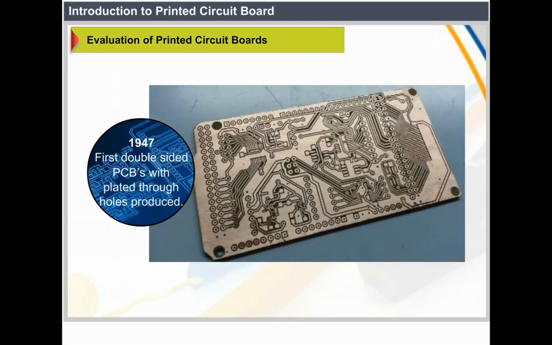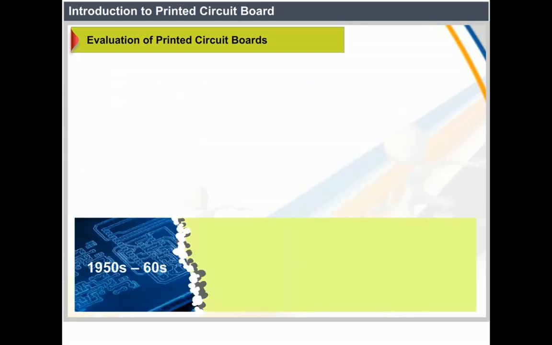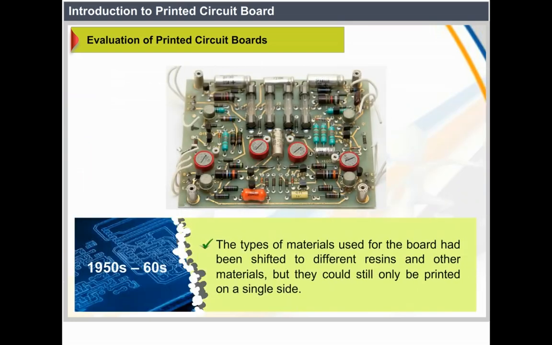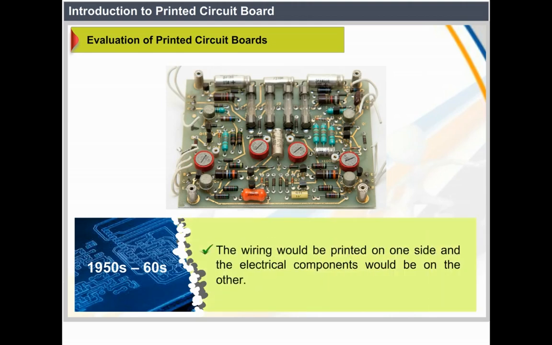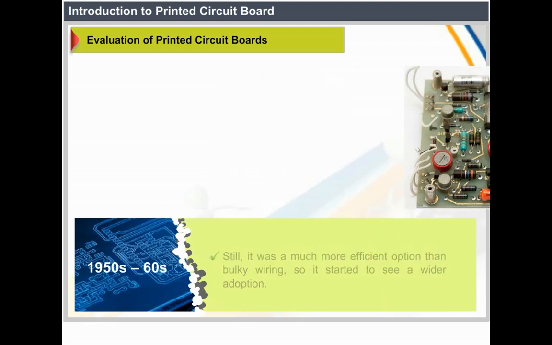1947. First double-sided PCBs with plated through holes produced. 1950s to 1960s. The types of material used for the board were shifting to different resins and other materials, but they could still only be printed on a single side. The wiring would be printed on one side and the electrical components would be on the other. Still, it was a much more efficient option than bulky wiring, so it was starting to see wider adoption.